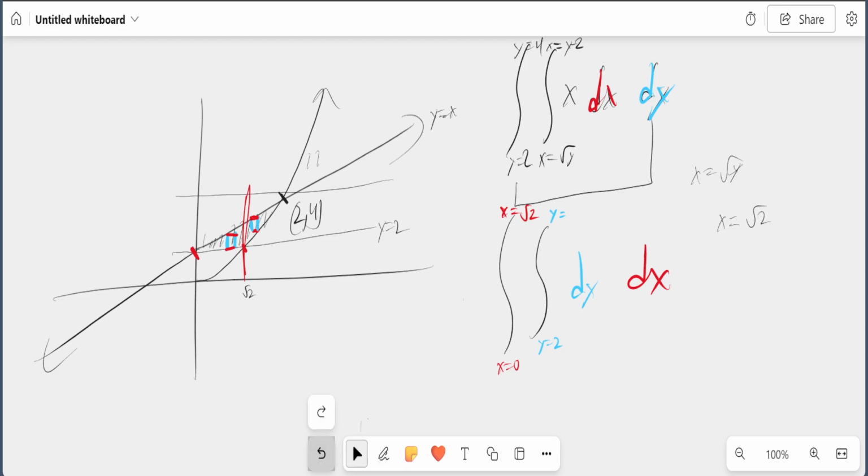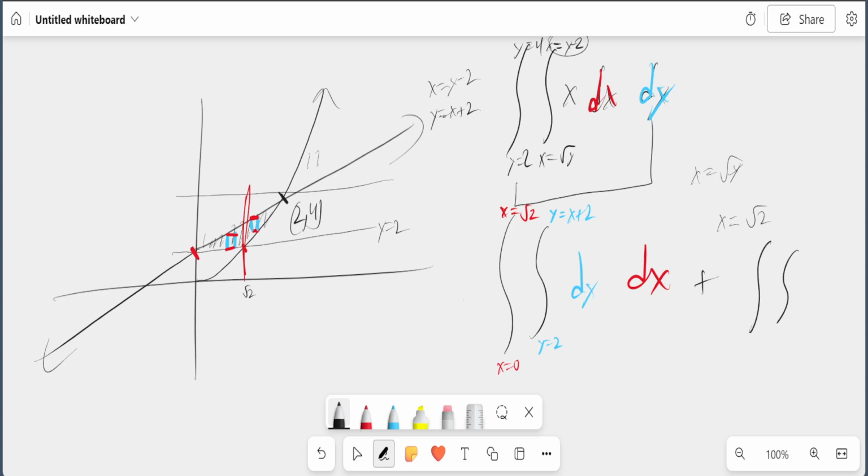It was given to us as x is equal to y minus 2, but now we need it in terms of y, so that's y is equal to x plus 2. Okay, so that's our first integral. We need to make a second one. So our second one, we add up the x's starting from root 2.